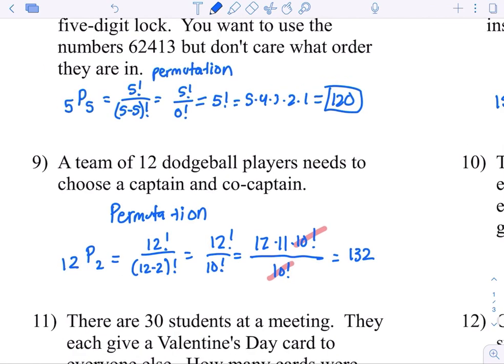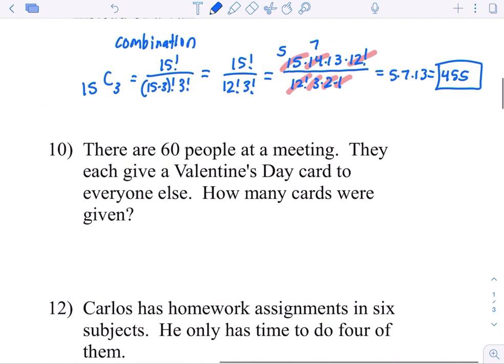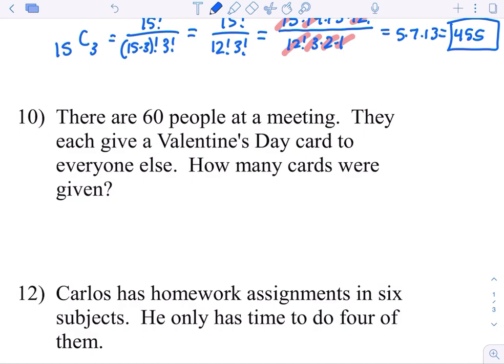Okay, 10. There are 60 people in a meeting. They each give a Valentine's Day card to everyone else. How many cards were given? So every single person needs to give a Valentine's Day card to everyone else. So you're specifically looking for the 60 people, or since one of them is included, you're looking for 59 people if you're one of the 60, and you're specifically finding an order to give someone, right? So order does matter in here, so this would be a permutation.